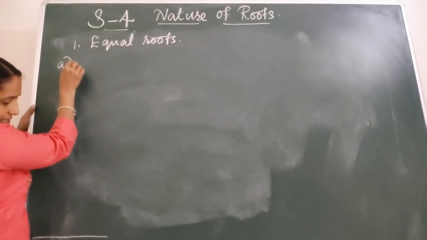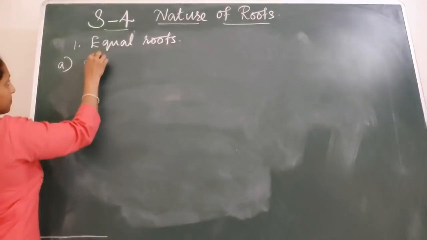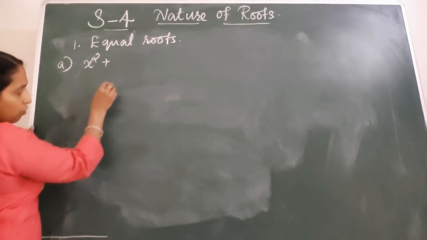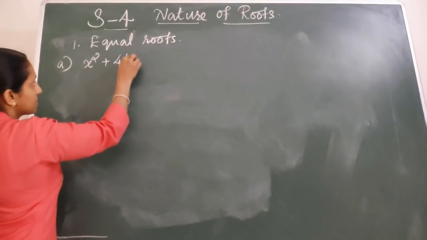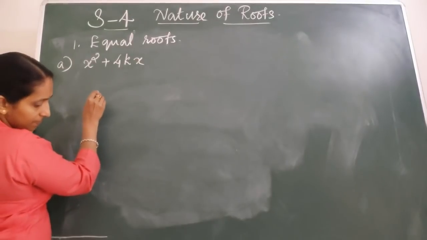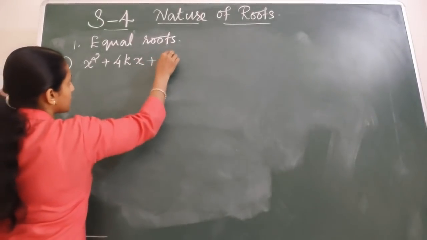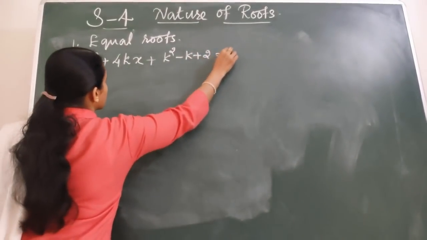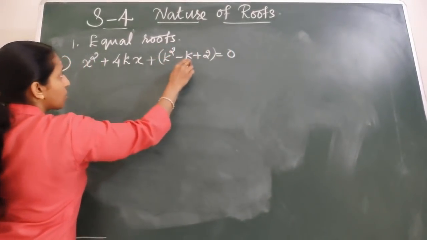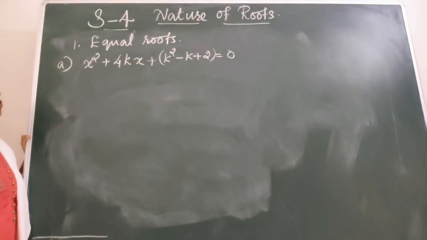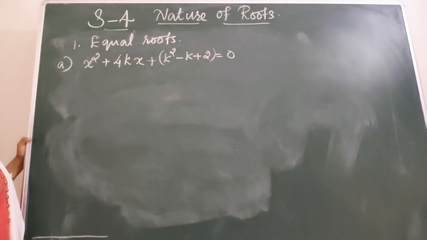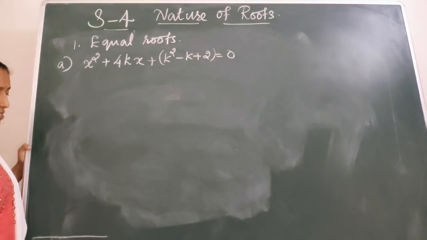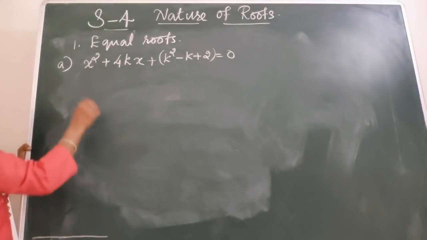The first question is x square plus 4kx plus k square minus k plus 2 equal to 0. This is your c, the constant c is k square minus k plus 2. Find the value of k for which the equation has equal roots.